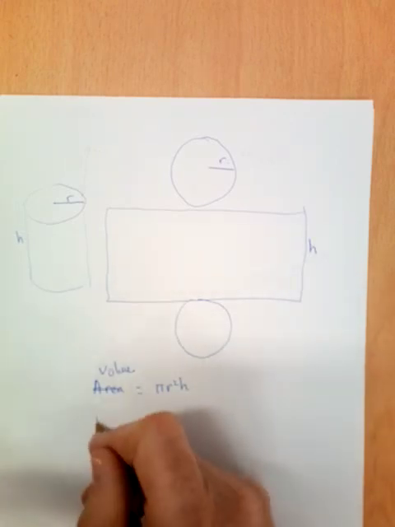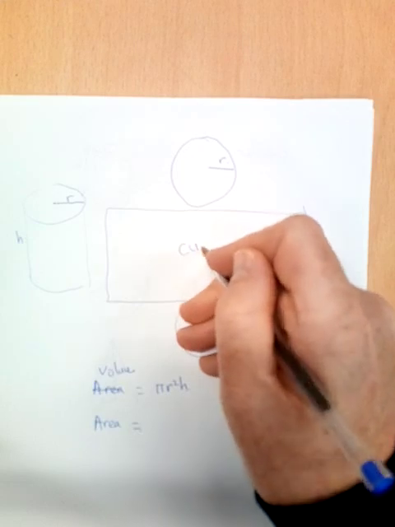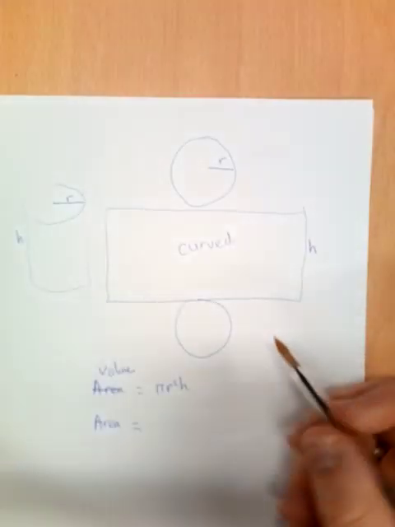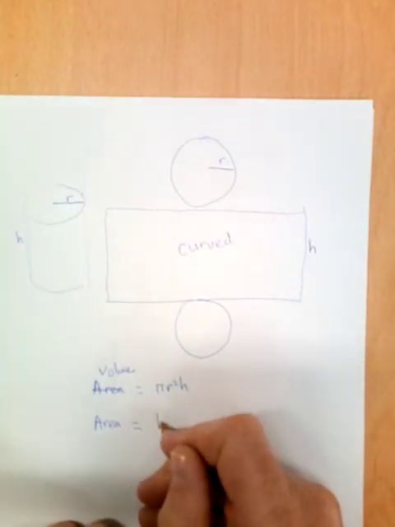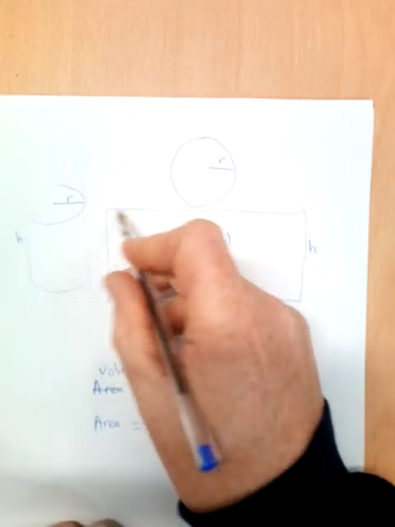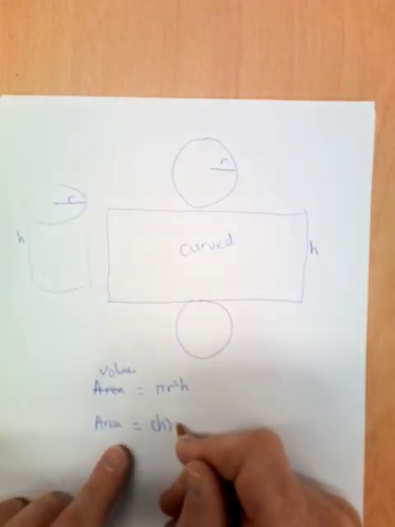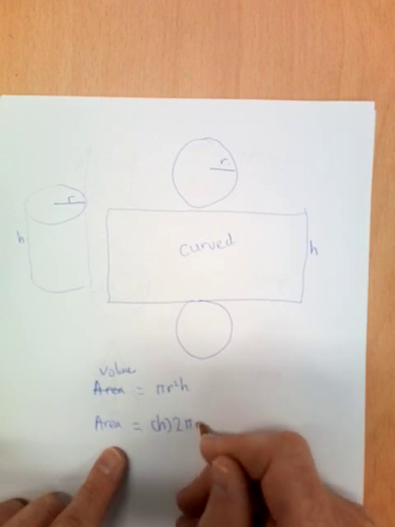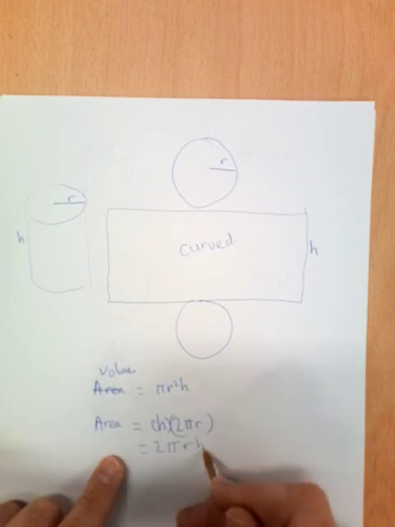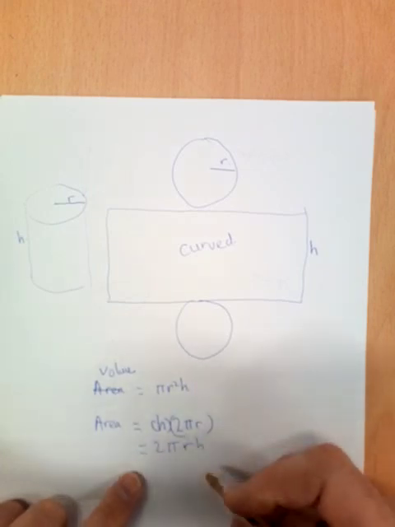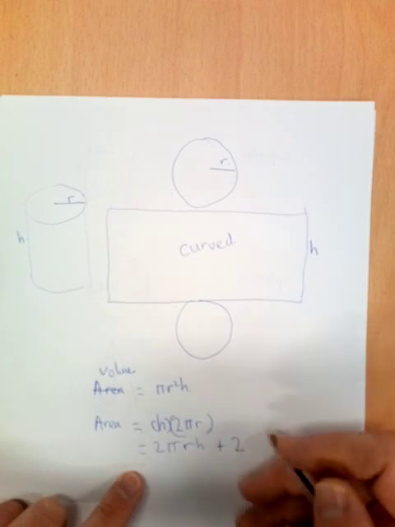The area is a lot more tricky. The area of the curve, this is the curved bit. It's the bit that wraps around. The area of the curve is just going to be that side multiplied by that side. Now that side is h, okay? But this side, you can only get by measuring the distance around the circle. And we know that the distance around the circle is 2 pi r. So the area is going to be 2 pi r h for the curved bit. If you need the area of the entire cylinder, curved plus top and bottom, you have to add that to two circles' areas.